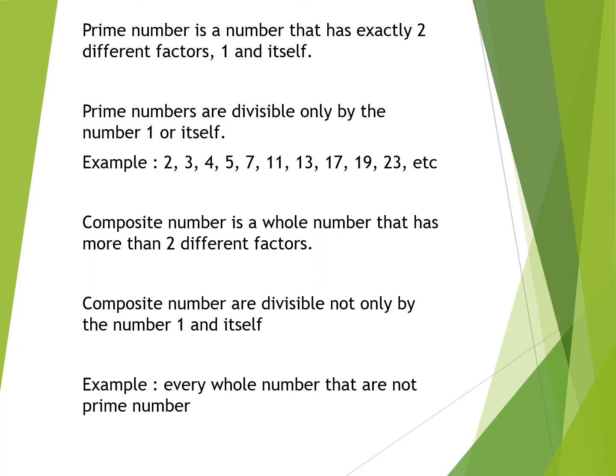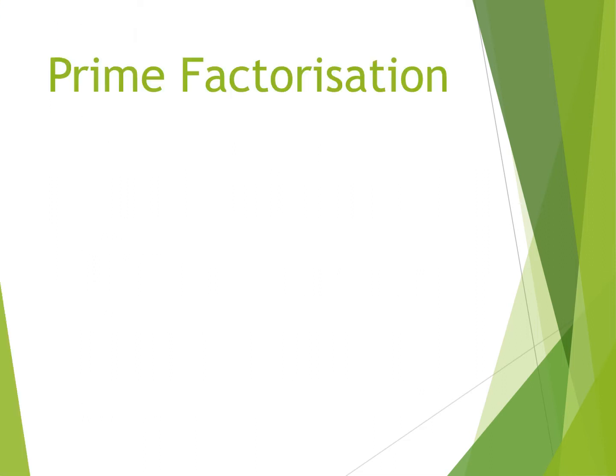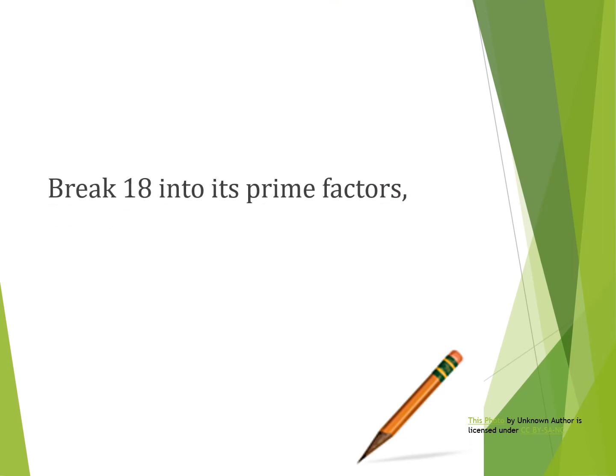Now that we know what prime numbers are, we are going to another section called prime factorization. So in prime factorization, we are breaking down a number into its prime factors. For example, look at this 18. Let's take a look at how we break this 18 down into its prime factors.